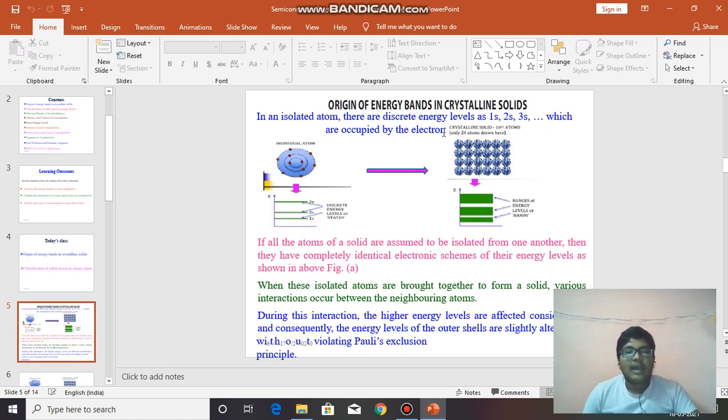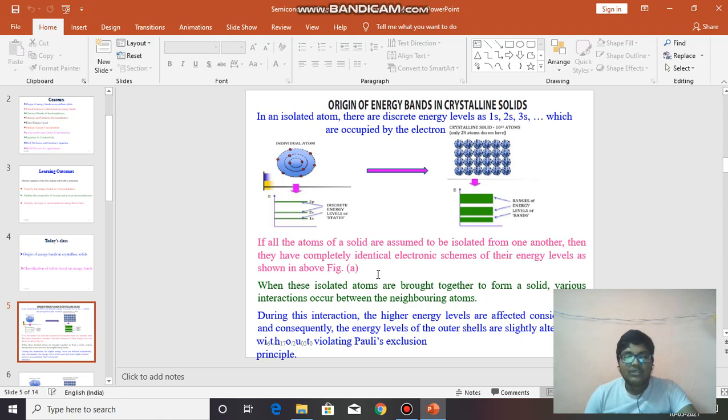In an isolated atom, there are discrete energy levels such as 1s, 2s, 3s, which are occupied by electrons. If all the atoms of a solid are assumed to be isolated from one another, then they have completely identical electronic schemes of the energy levels, as shown in the diagram. When these isolated atoms are brought together to form a solid, various interactions occur between neighboring atoms.